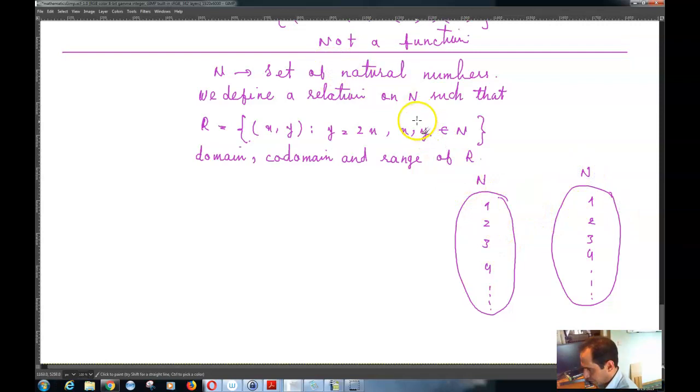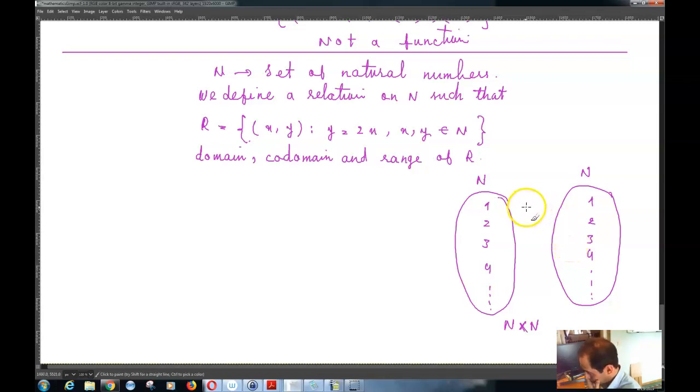So the Cartesian product of N and N, which is N times N, would be all of these elements connected together, meaning (1, 1), (1, 2), (1, 3), (1, 4), all the way up to (1, infinity), then (2, 1), (2, 2), (2, 3), (2, 4), all the way up to (2, infinity), and all the way up to (infinity, infinity).